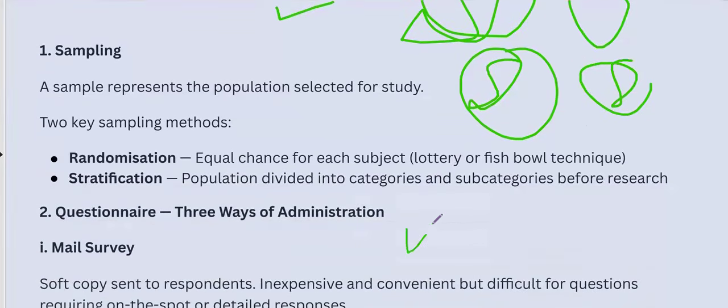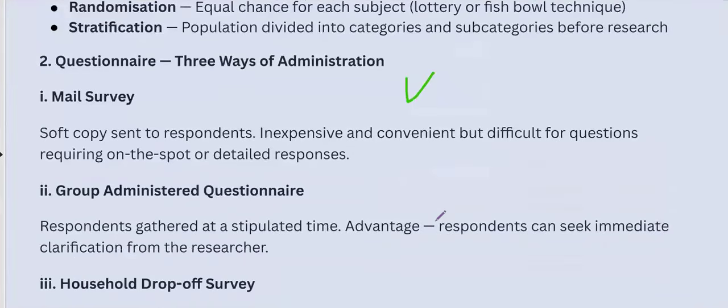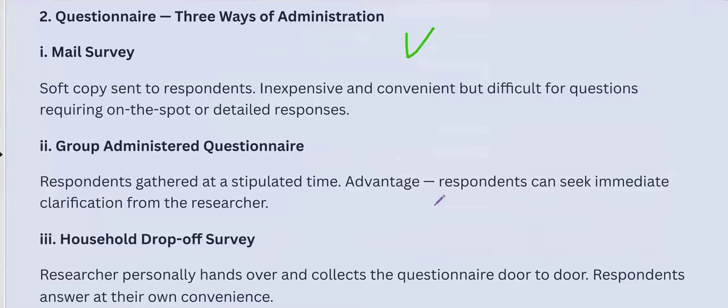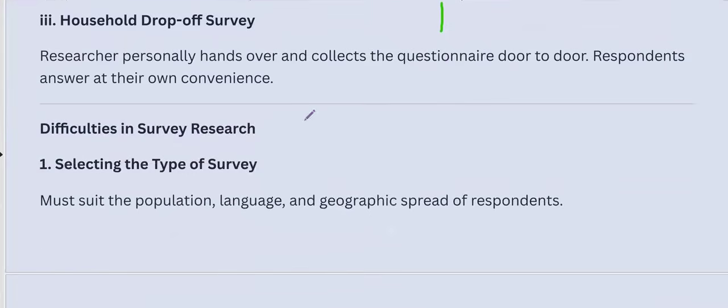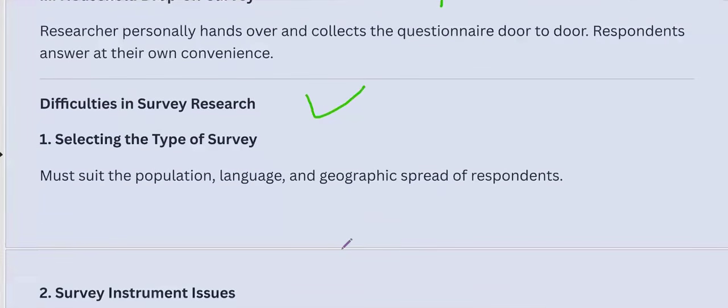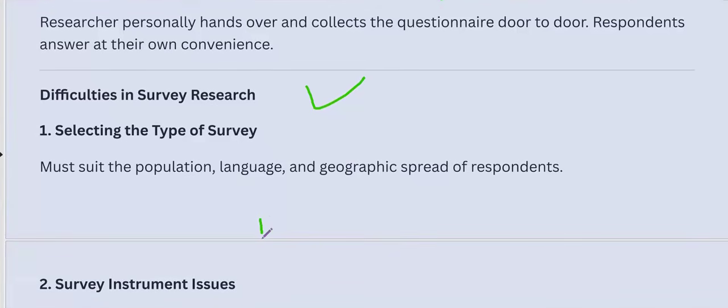You can conduct it through questionnaire as well. Questionnaire is also part of conducting surveys only. You can mail it. You can collect or meet 50 people and then ask them in a group. You can drop some kind of a letter in different households. However, there are difficulties. You may encounter difficulty in selecting the type of survey, which population to select, language, geographic spread of respondents, how to make it representative.